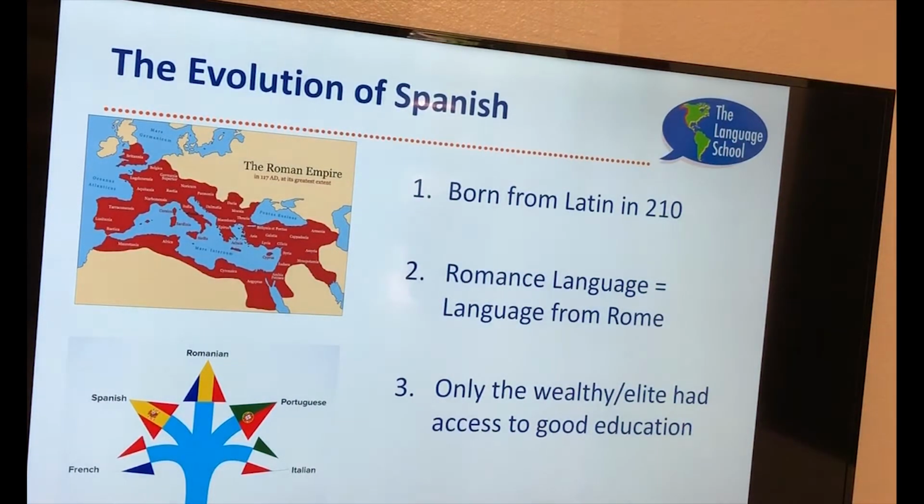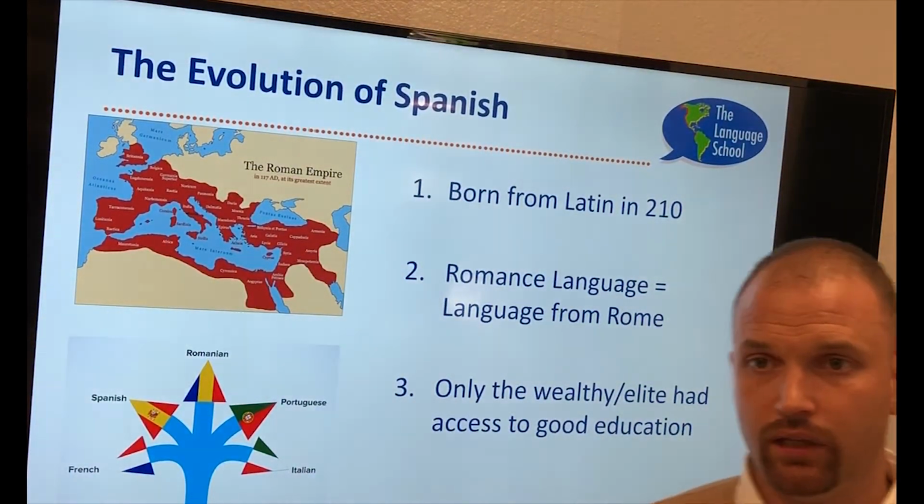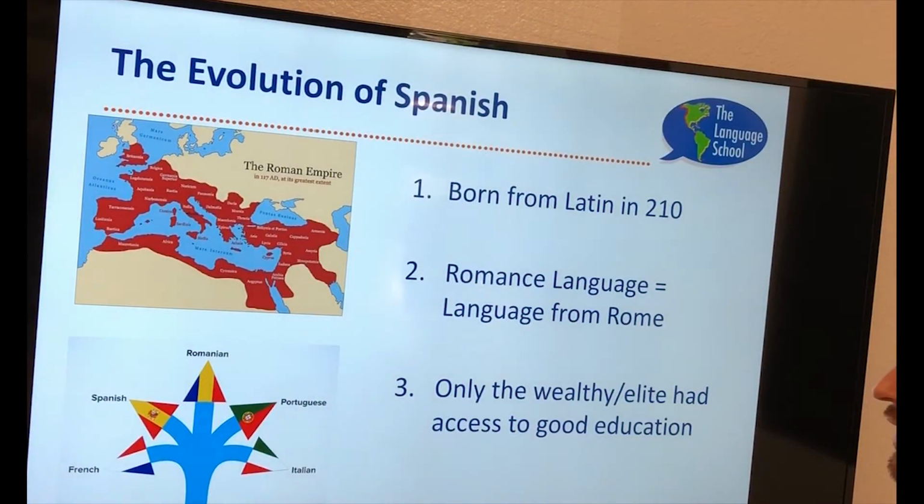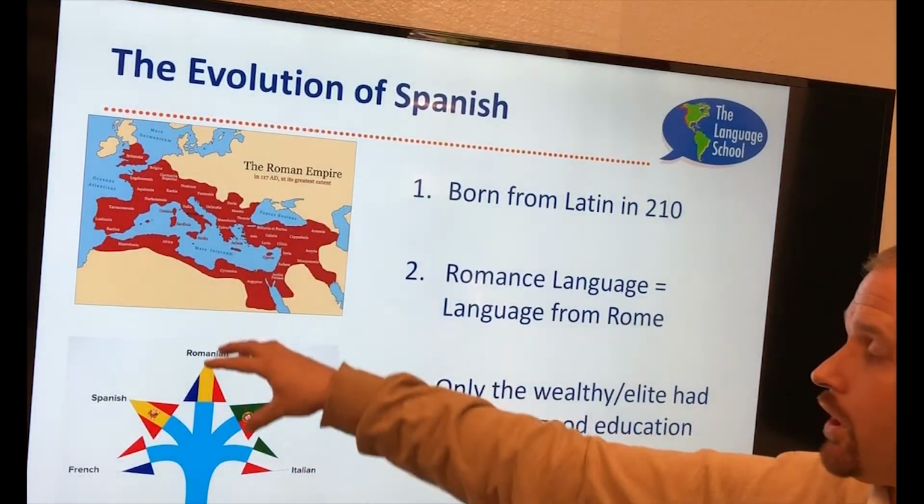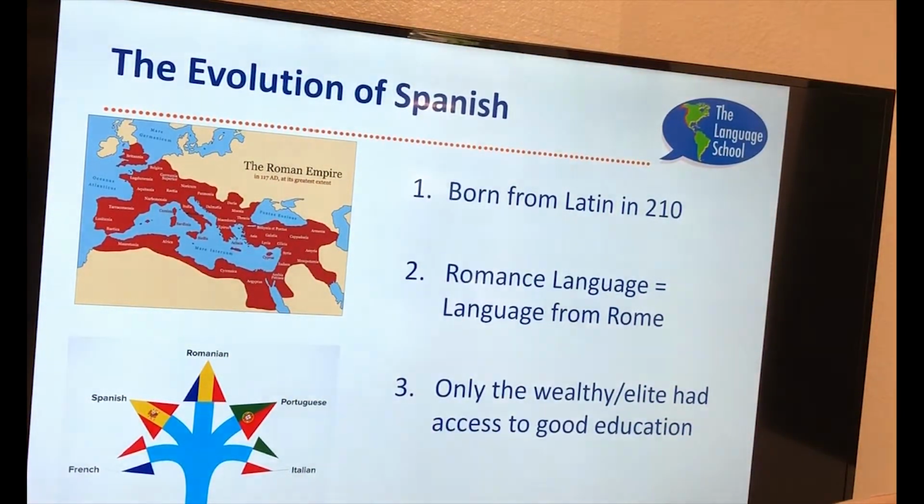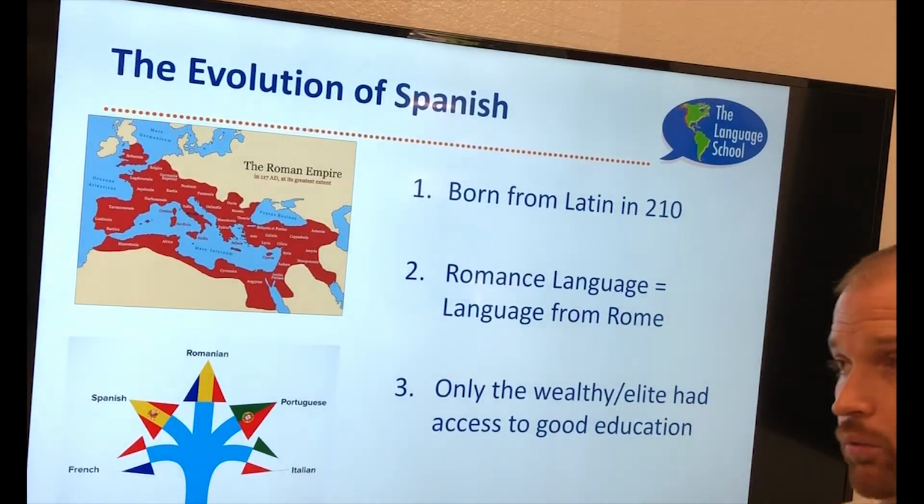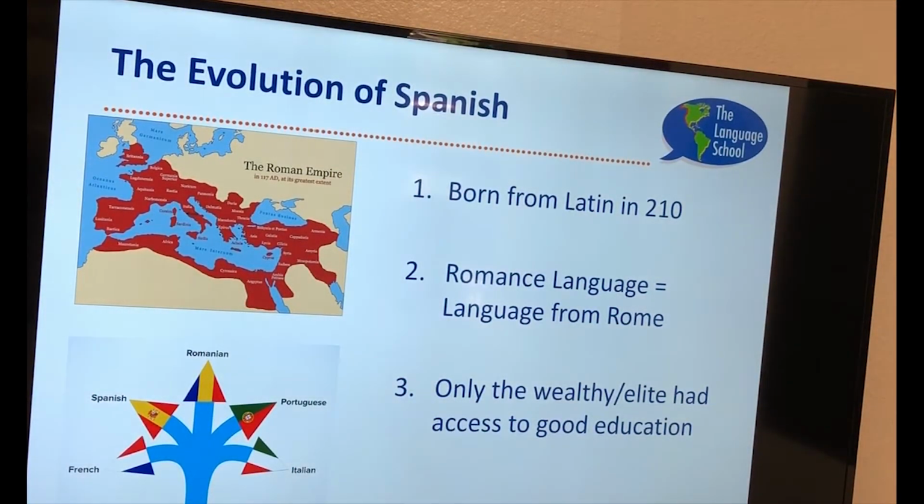I think one of the first points, if we're going to take a look at Spanish as a language, is that we need to understand that Spanish was born directly from Latin. Now, we're talking some 2,000 years ago. The Roman Empire really dominated most of Europe as well as parts of Africa and the Middle East. And with that, the language Latin dominated these areas in which the Romans were doing business and commerce in, as well as warfare and all the other things that went along with the Roman Empire.